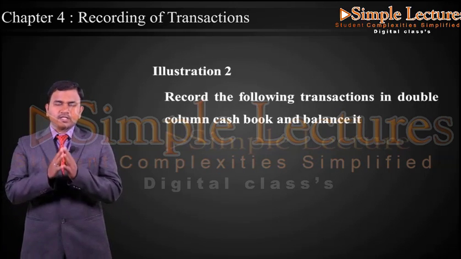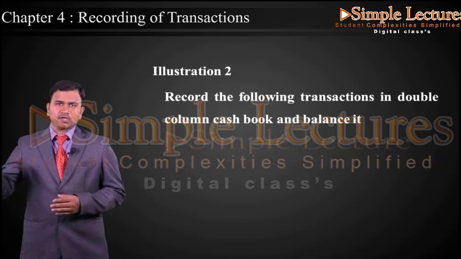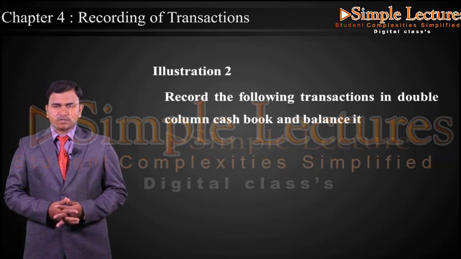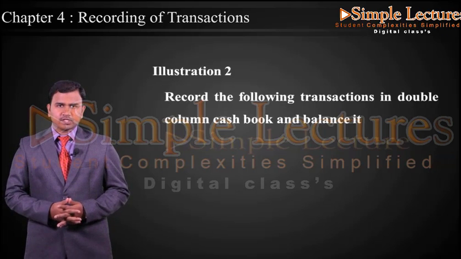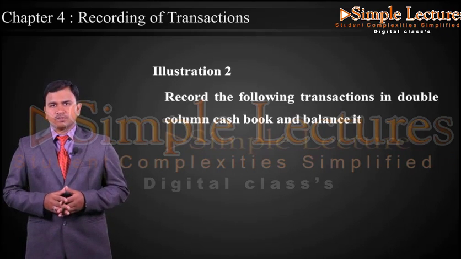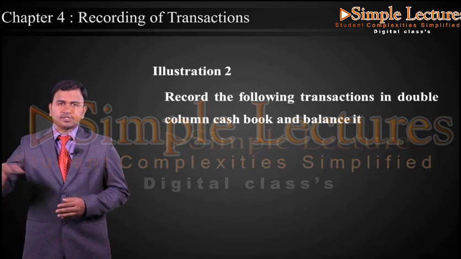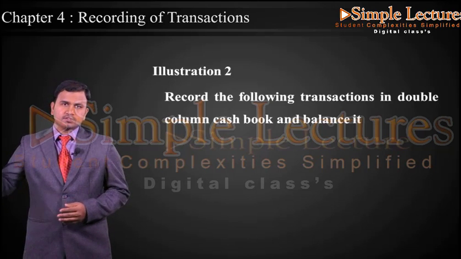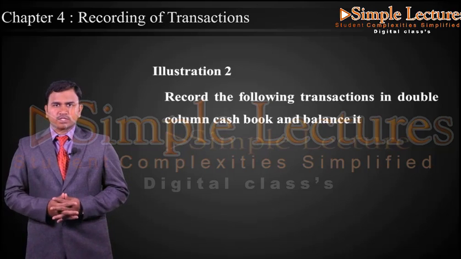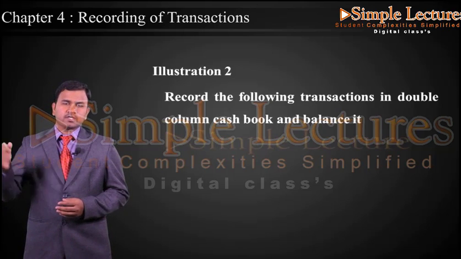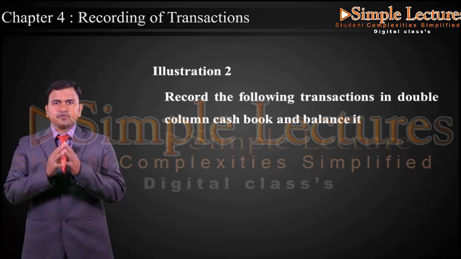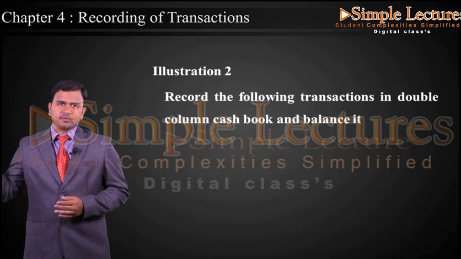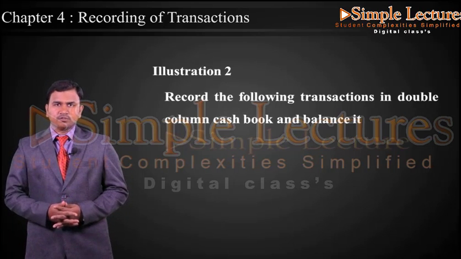So here again the real account rule applies: debit what comes in, credit what goes out. If it is coming in in terms of cash, the amount will be recorded in the cash amount column. If it is coming through bank, the amount will be recorded in the bank amount column. Same, coming to the opposite side, if the cash is going out in terms of cash, it will be recorded in the cash amount column. If it is going through bank, it will be recorded in the bank amount column.